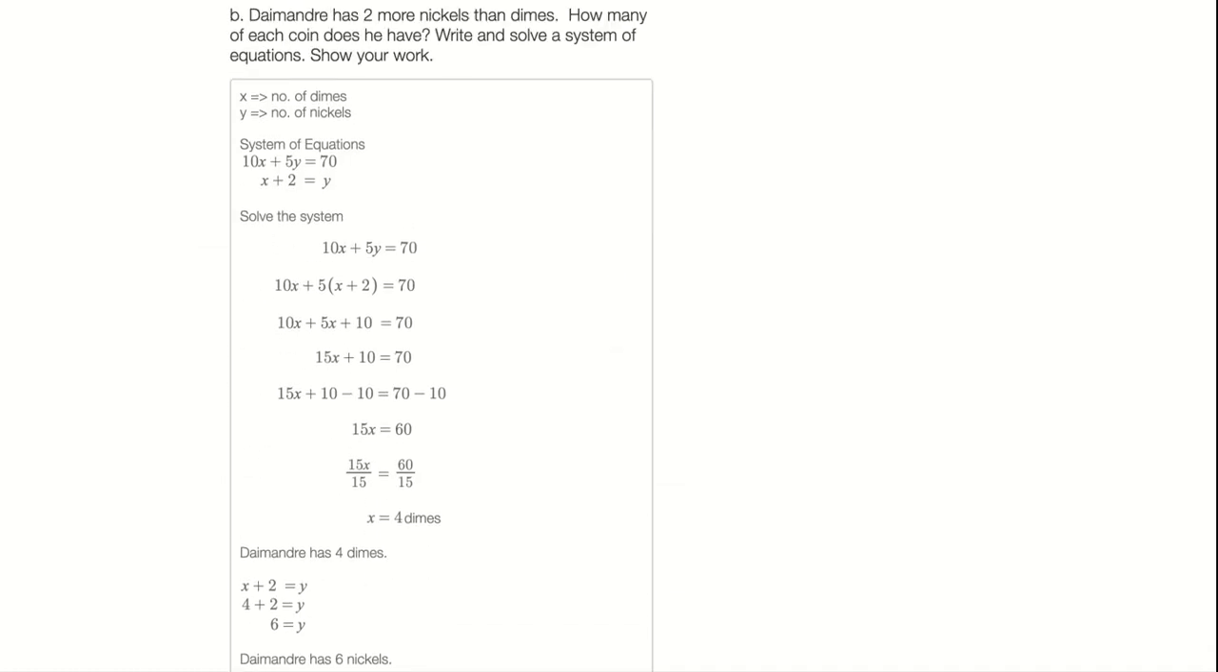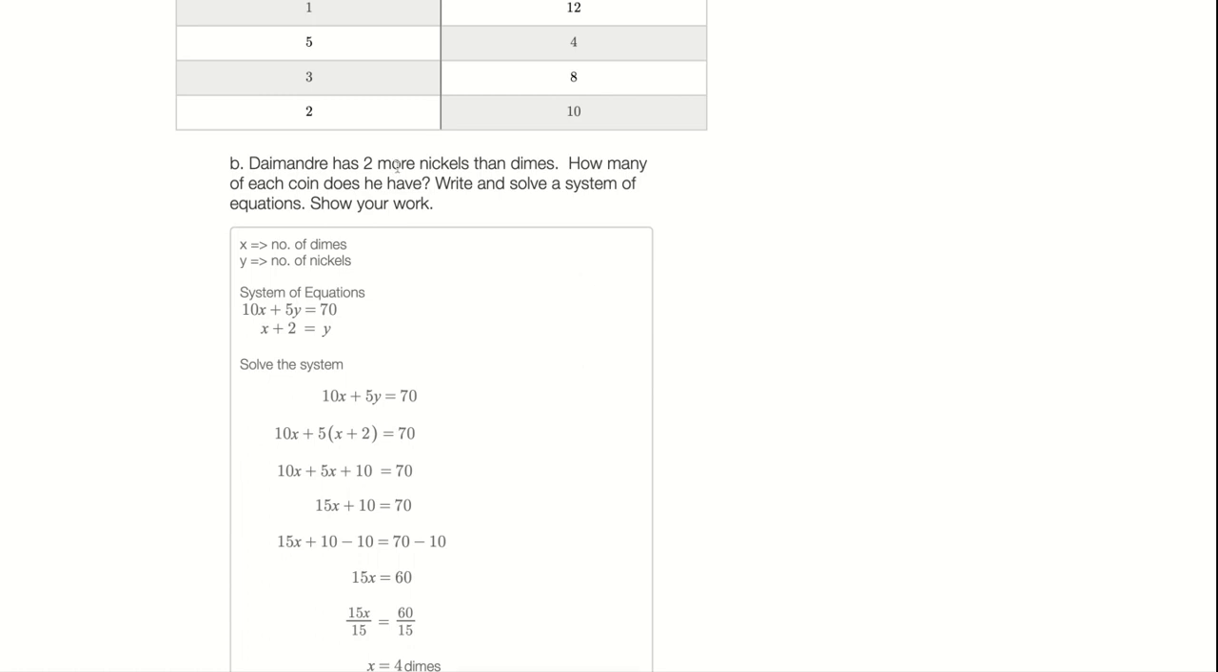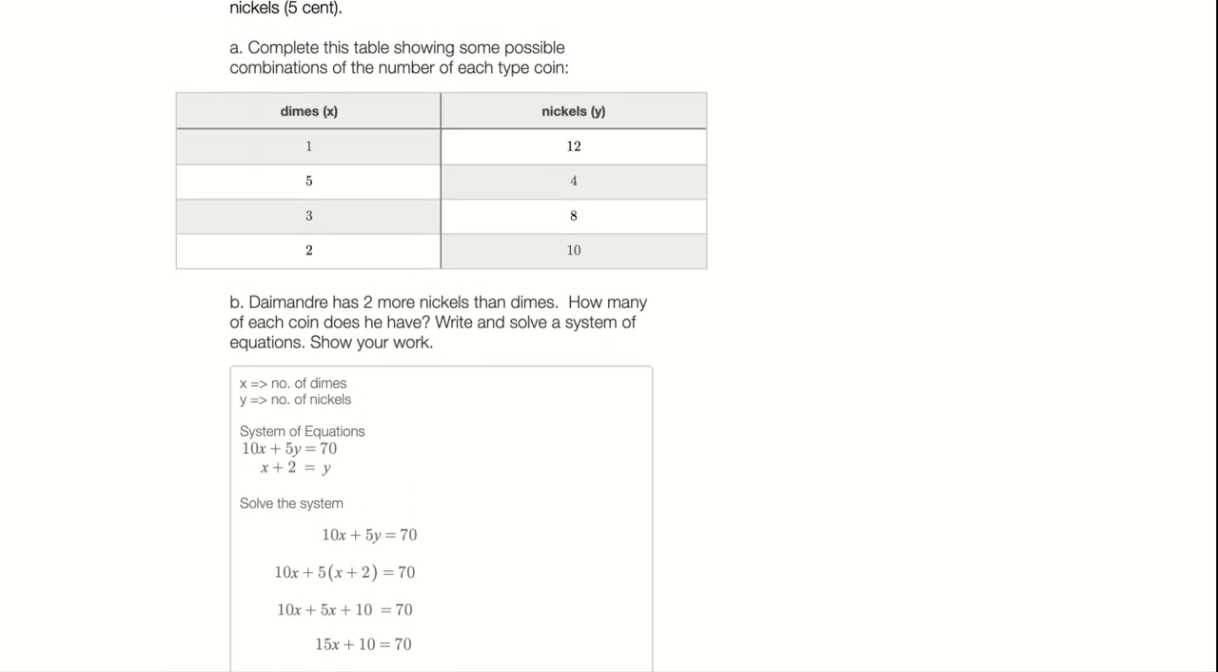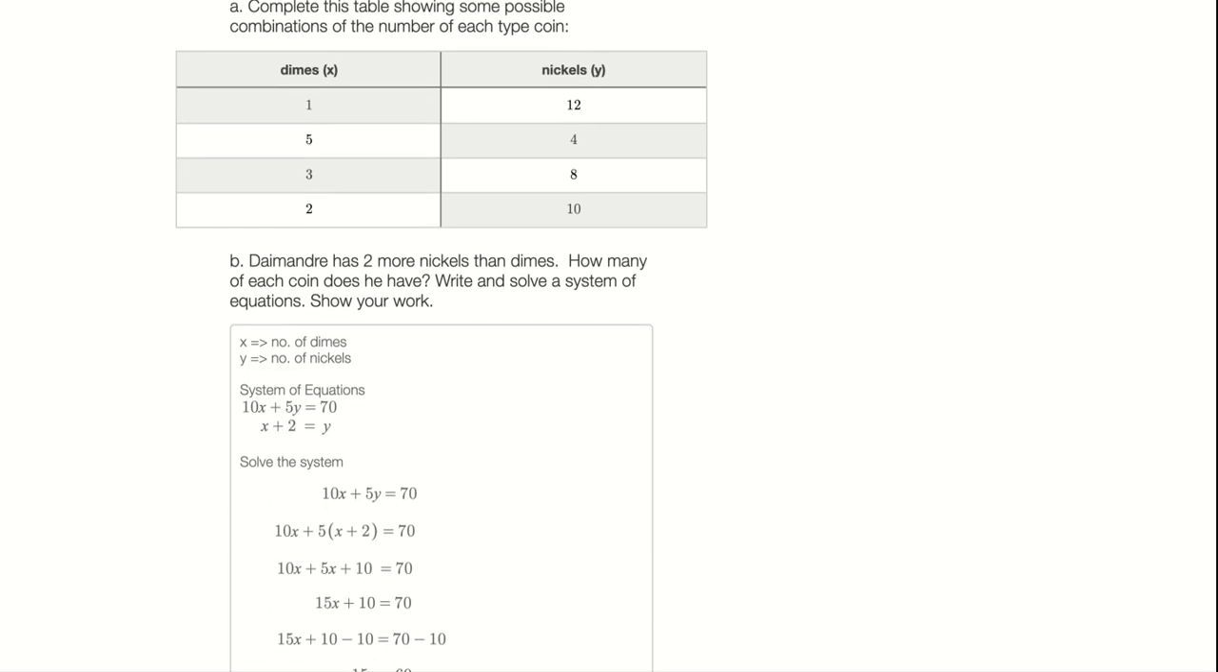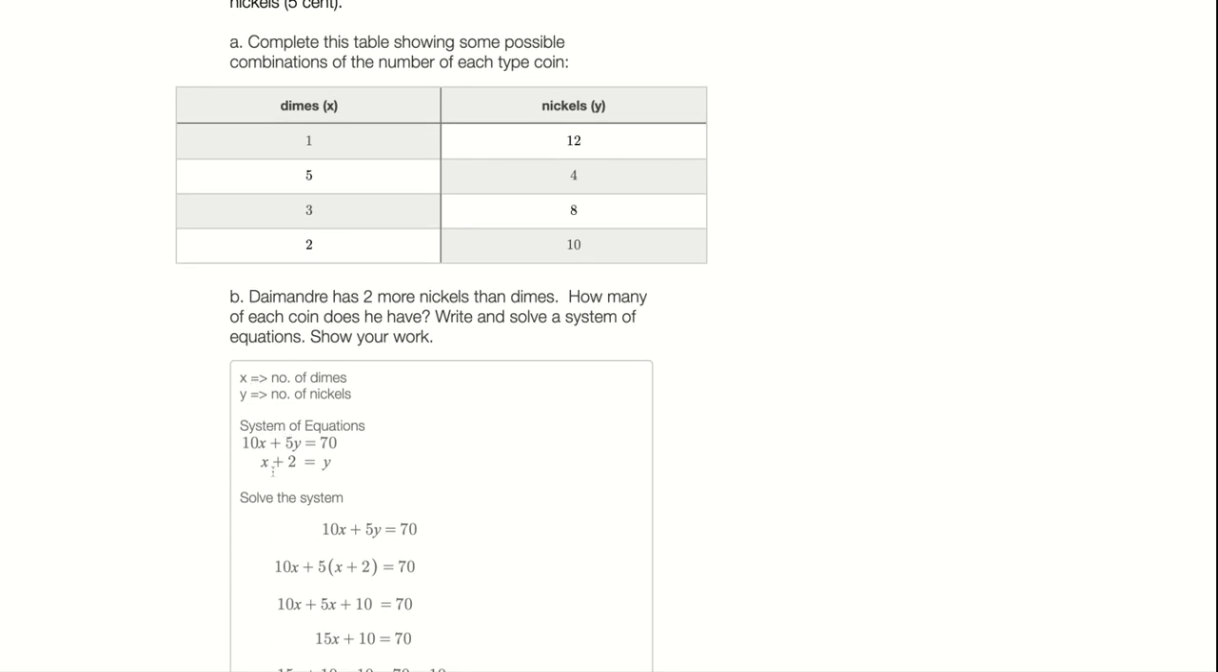All right, so here's the real work. Damondre has 2 more nickels than dimes. How many of each coin does he have? Write and solve a system of equations. Show your work. So the first thing you want to do is figure out what x will represent in your equation. In my equation, x represents the number of dimes he has, and y represents the number of nickels he has. Based on this, I can write 2 equations.